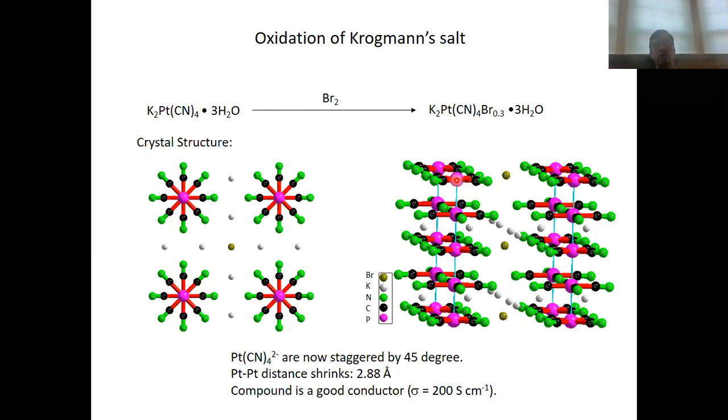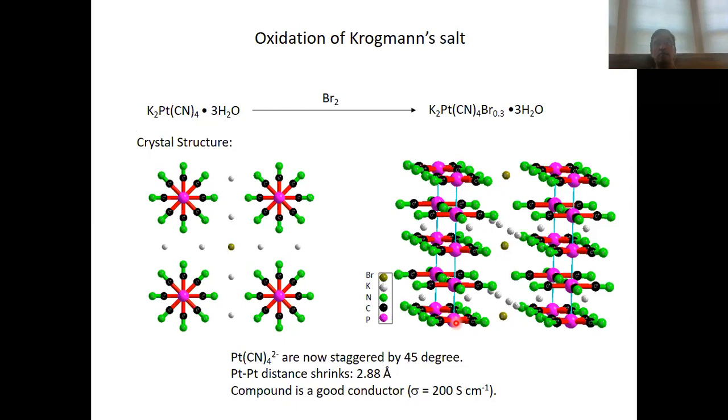Because of that, you can now say with good justification that we have a one-dimensional chain of platinum atoms that form something like a platinum wire in the crystal.